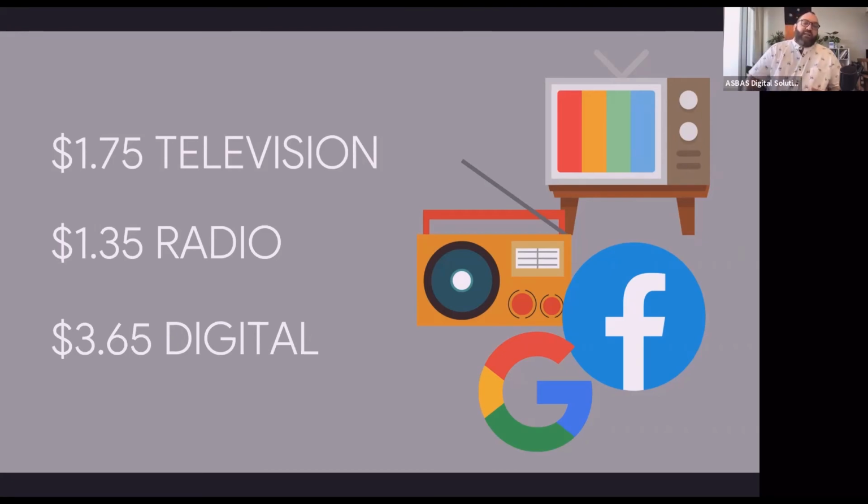$1.35 on radio. It's a little bit less effective than television in terms of return on ad spend, but that largely is because it also costs less to advertise on TV on average than it does on radio, particularly in regional areas.